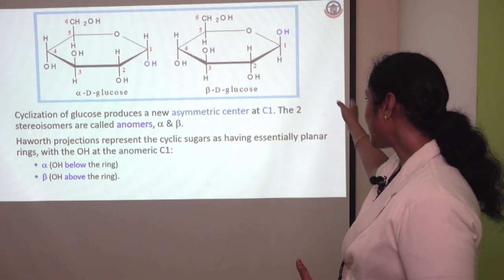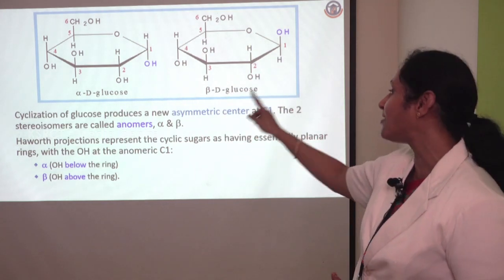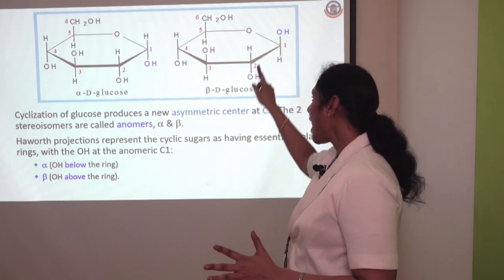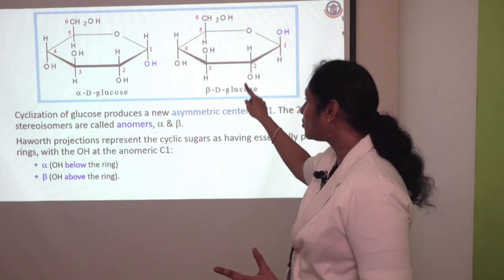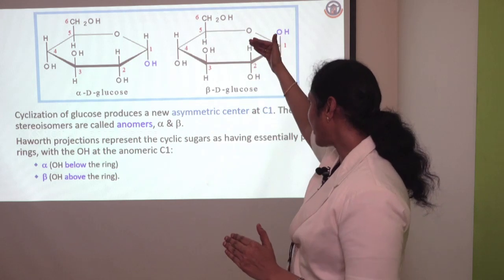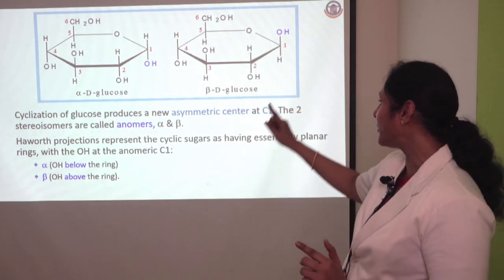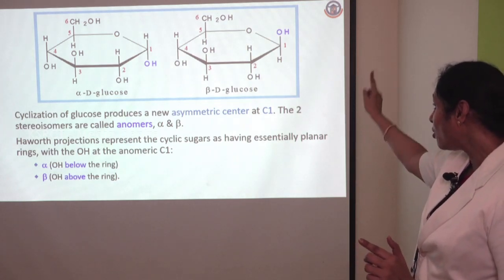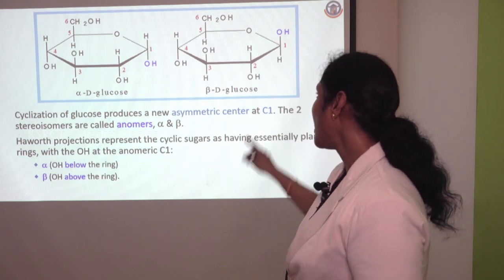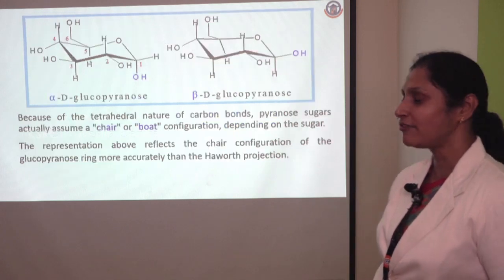And this is the cyclization, and I told you that a new name is given, alpha and beta. This alpha and beta is given based on the arrangement of H and OH group on the first carbon atom, that is next to the cyclic ring structure. If the H and OH group are on the same side of the ring, we call that an alpha anomer, and if the H and OH are on opposite sides of the ring, we call that a beta anomer. This alpha and beta form of sugars we call the anomeric forms of sugars.